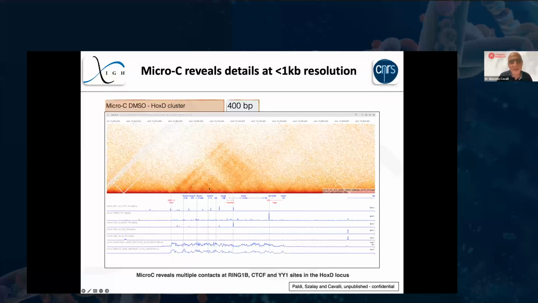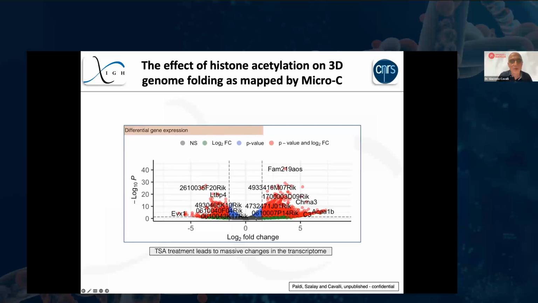Now, the nice thing, because we have this super high resolution, is you can really delve into these loops. And just to give you an idea, we can treat again these cells with TSA. I showed you before the effect when you do microscopy. You have a big change in gene expression. Many genes are up and down regulated.